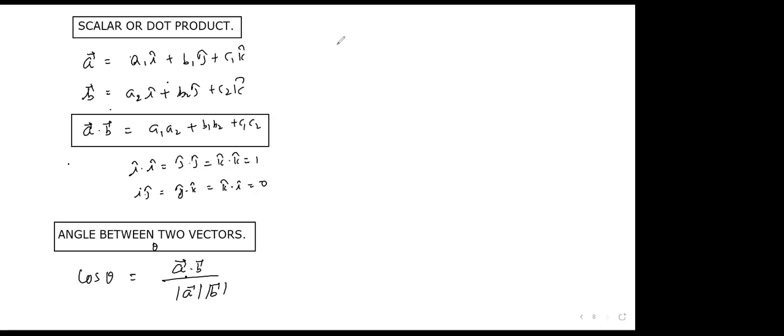And we can also write A dot B this way as well. A dot B equals A.